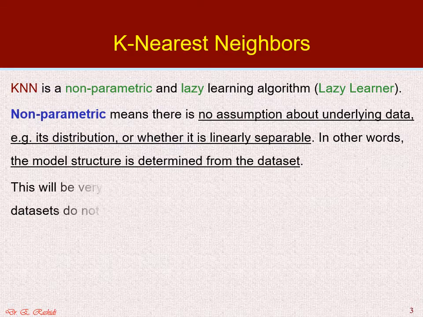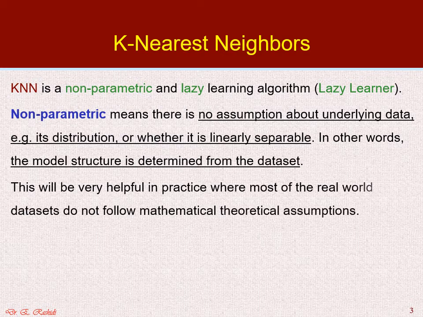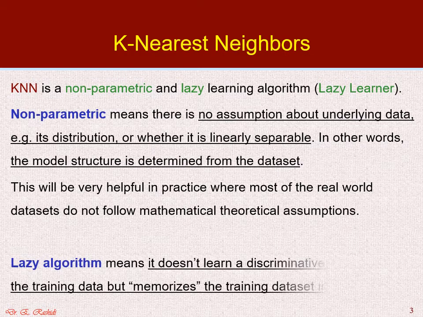This can actually be very helpful in practice because most of the time the real world data that we're working on do not necessarily follow any mathematical or theoretical assumptions. On the other hand, KNN is also called a lazy learning algorithm. It means that it does not learn a discriminative function from the training data, but instead it memorizes the training data set.